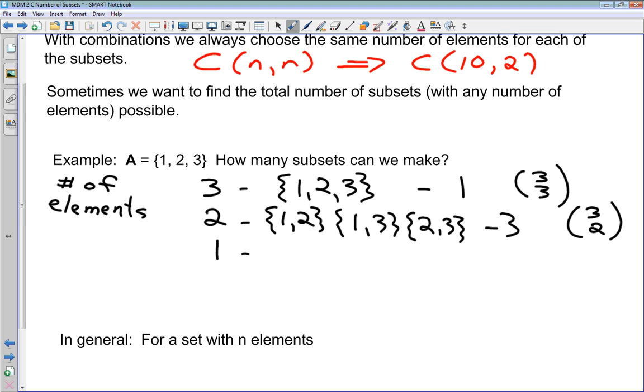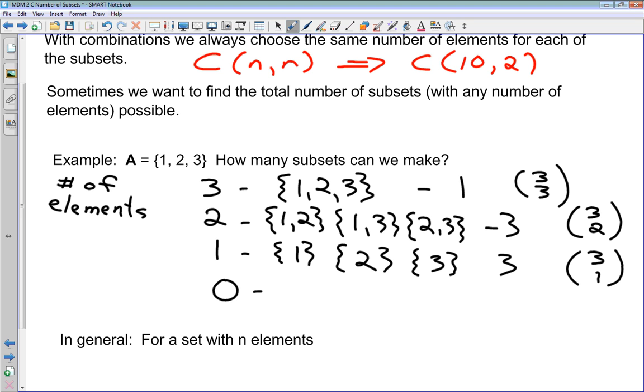We could have a 1-element subset. We know what those possibilities are. We could have 1, we could have 2, we could have the set just consisting of the number 3. So 3 possibilities there. And we could have calculated that by doing the combination 3 choose 1.